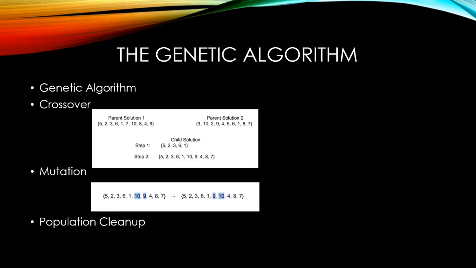Mutation is next. Mutation is done by generating a random decimal number between 0 and 1. This random number I call the chance. If the chance is less than or equal to the mutation rate, which is given and set in the code, a value gets swapped with its neighbor. You can see in the picture here that 10 and 9 would become 9 and then 10.